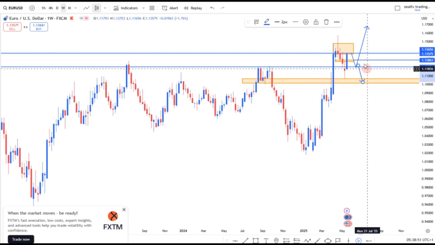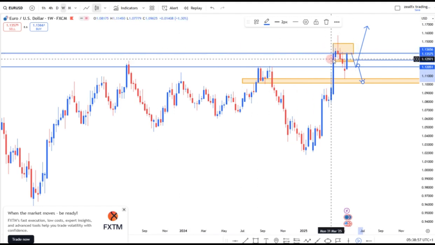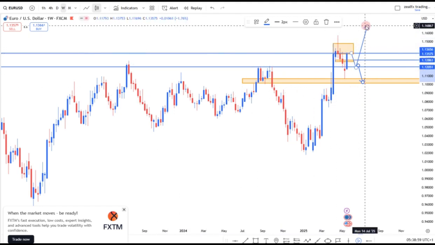So we expect a downtrend on Euro USD so long as we have a daily structural downtrend, and we also have price on daily resistance. We'll be looking for a selling opportunity on the Euro USD this week. So let's go back to the daily chart of the Euro USD.